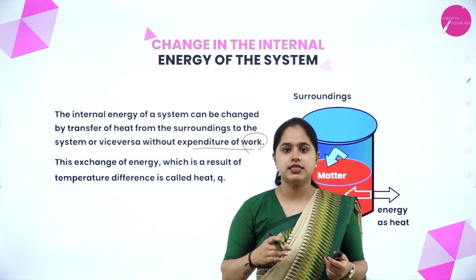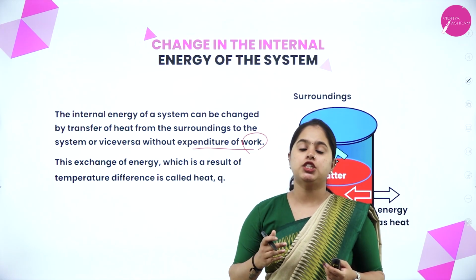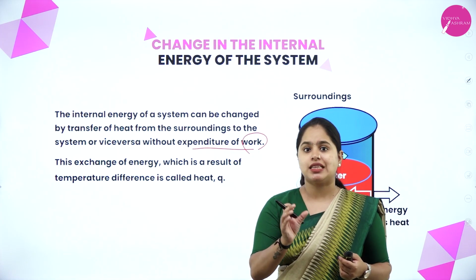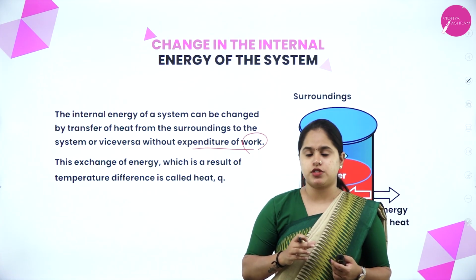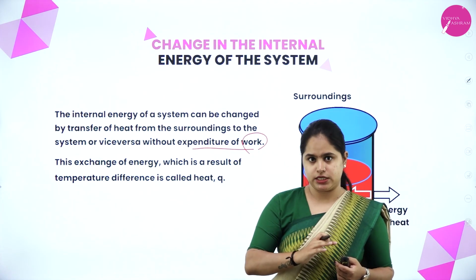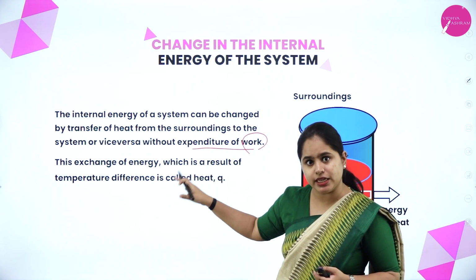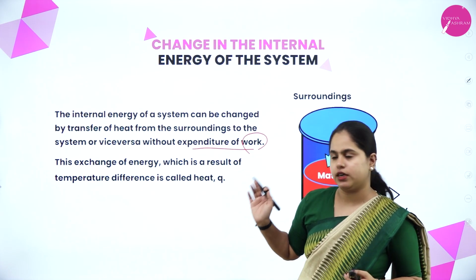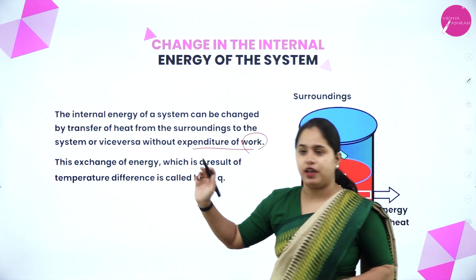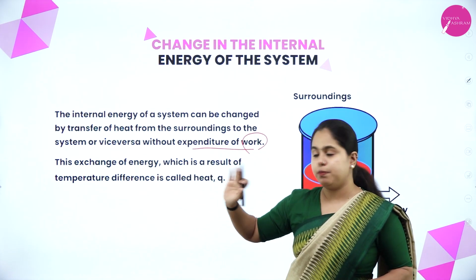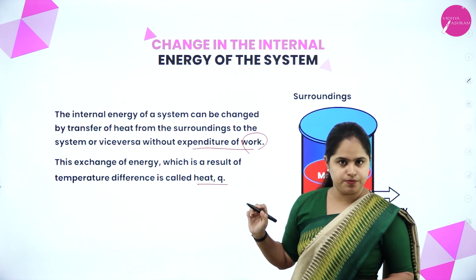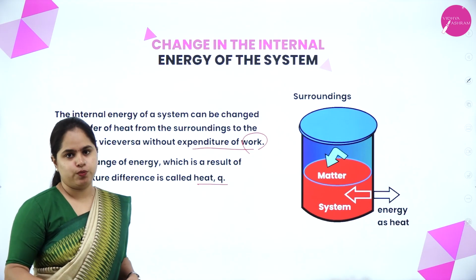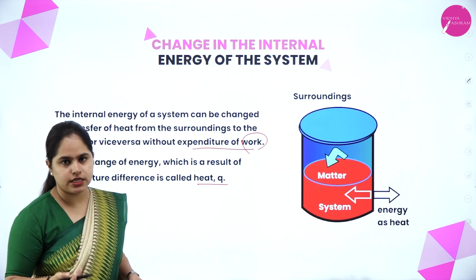In the first case, when we were studying the change in internal energy by work, we discussed that it happens in an adiabatic process, that is, there is no change in heat. Now we are going to change the heat, but the work will be kept constant. There is no work done. Now this exchange of energy, which is a result of temperature difference, is called heat, and it is represented by the symbol Q.